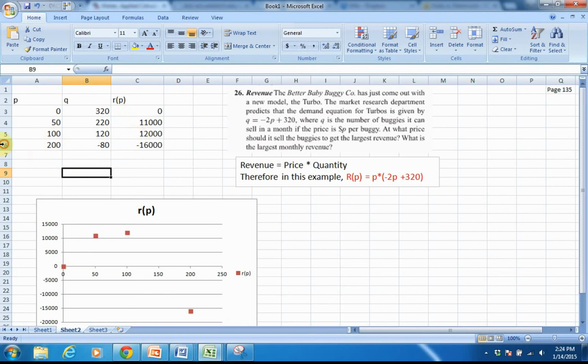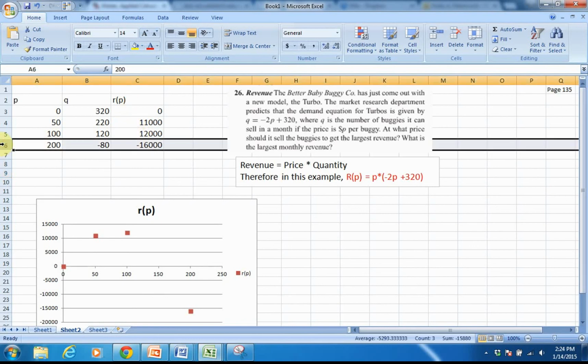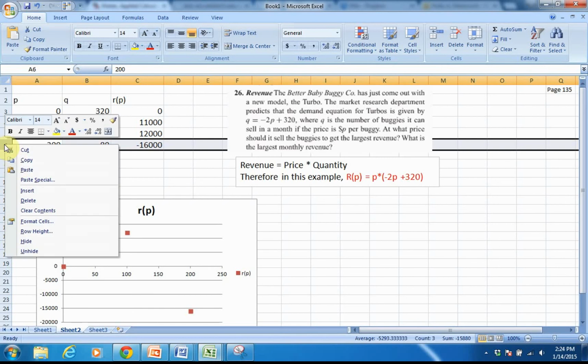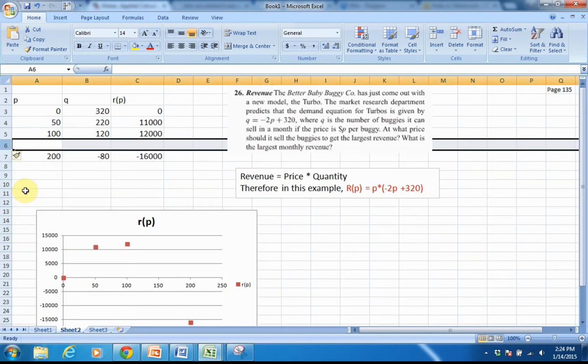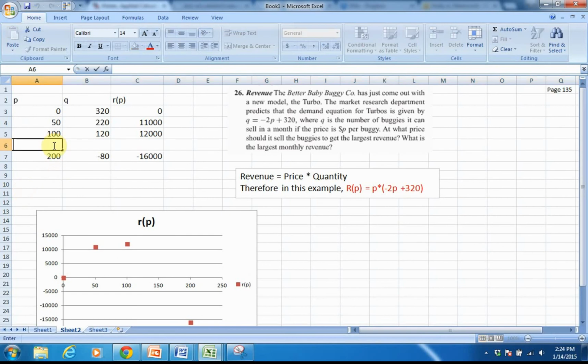So what I want to do is right here in Excel at row 6, I'm going to insert, and what happens is I will insert a row above. So what I might want to do there is type in a value for price. So suppose I type in a value of $150. At $150, I can see that the revenue is lower than it was at a price of $100.